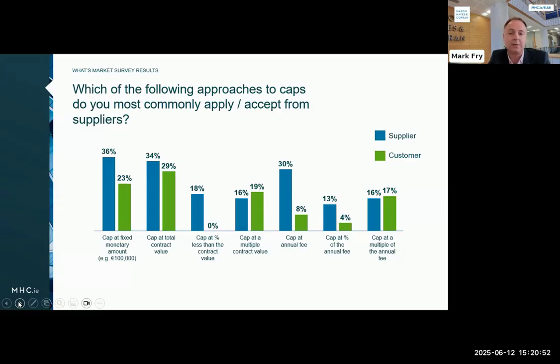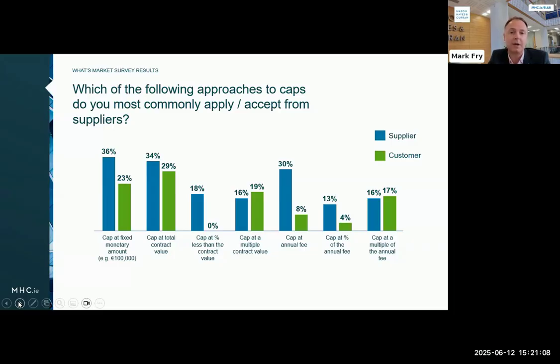That largely aligns with data we had from 2024 and 2023. It's overall lower than what we saw in previous years. Back in 2021 and 2022, it was actually a much higher figure. So for suppliers, there's certainly a lot of merit in fixing monetary amounts, as it does create certainty.